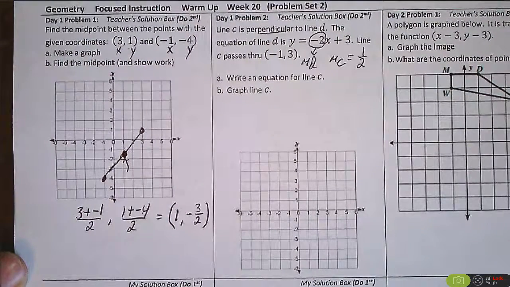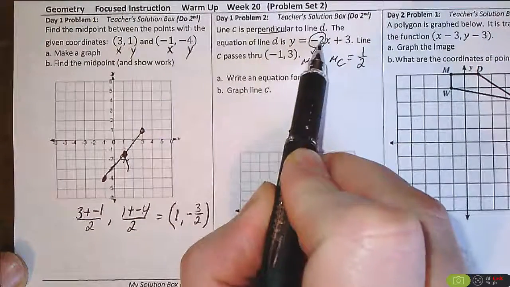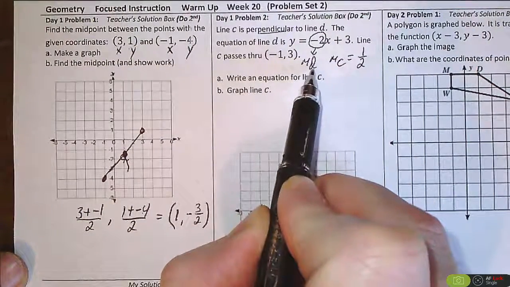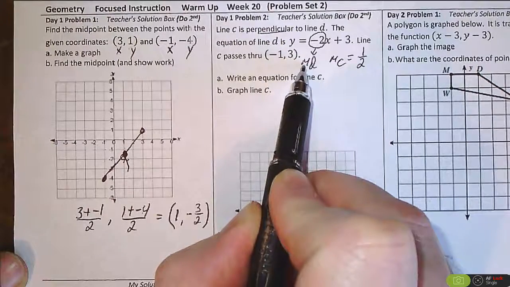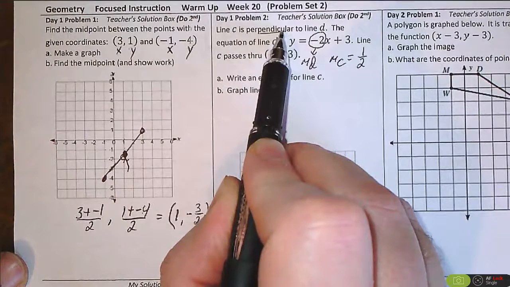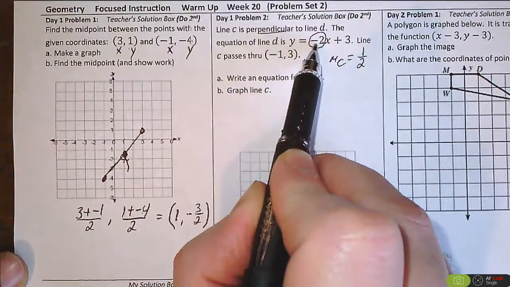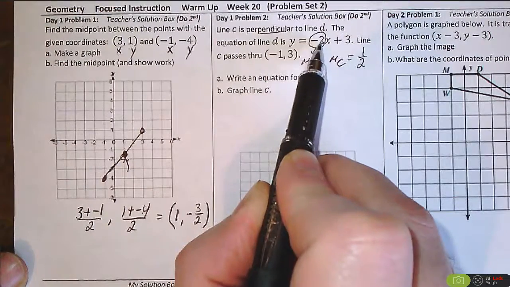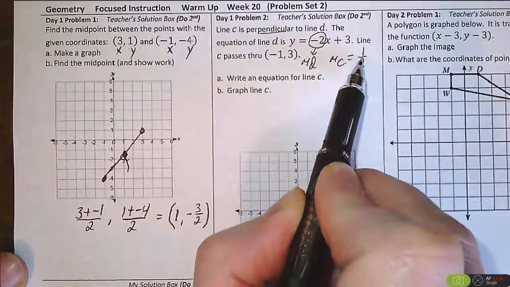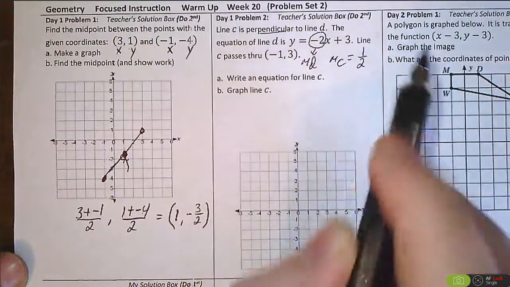Now, day 1, problem 2. Line C is perpendicular to line D. The equation of line D is given here, and that number is the slope for line D. I'm using the letter m to mean slope. Because line C is perpendicular, its slope is the opposite reciprocal of that number. The opposite of negative is positive, and the reciprocal of 2 is 1/2. Here's the slope of line C.